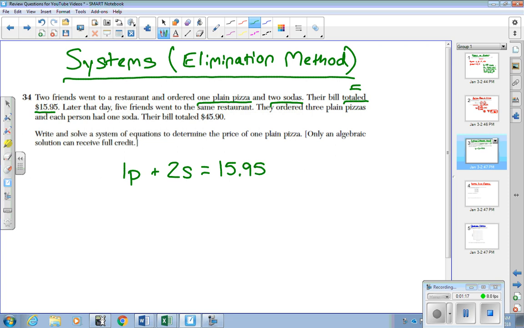And the second scenario deals with 5 people. They end up having 3 pizzas, and they try to trick us because they tell us one soda, but if you don't read the whole thing clearly, it says each person had one soda. So because there were 5 friends, that means there were 5 sodas purchased. And they had a total bill of $45.90. So there's that first big trick they try to throw at us.